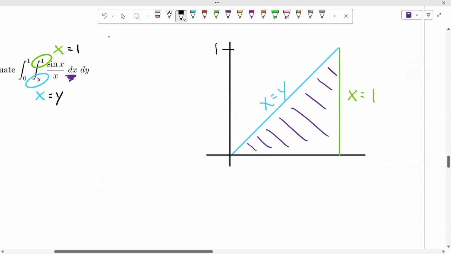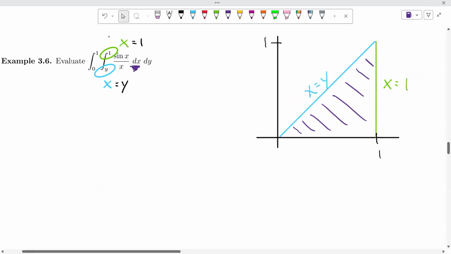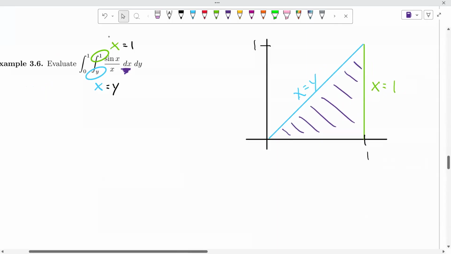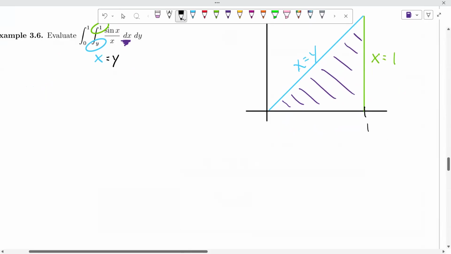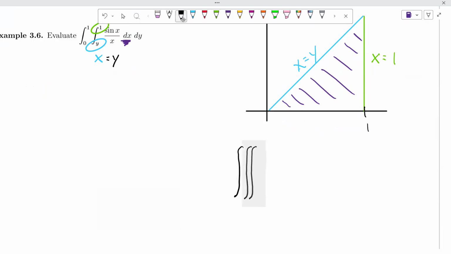One is that bound up there, and also one is that axis right there. So I'm going to need to switch the order of integration in order to solve this thing. So what do I want to do? If I'm going to set that integral up, which I'll set it up right here and then move it over in a second, I want to do y first, which means I need a lower bound and an upper bound for y.